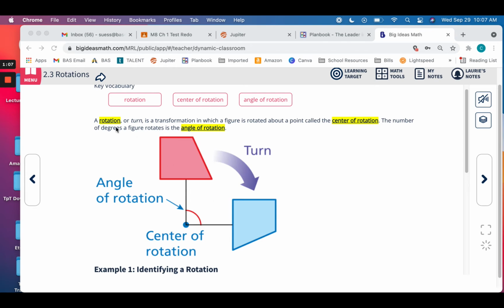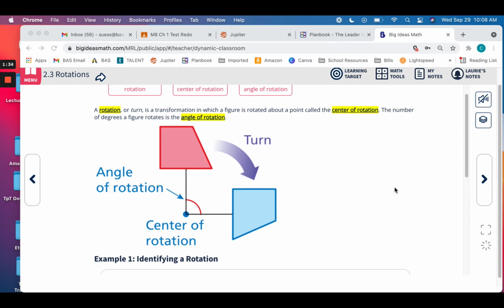The degrees that the figure actually rotates is called the angle of rotation. In this case, we went from straight up to sideways. Anybody have an idea how many degrees that is? 90? Half of that. It's 45. So we went from, no, it is 90. We went from straight up to sideways, so it changed exactly 90 degrees. If it went from straight up all the way down, then it would be 180. Yep. All right, so let's do the example.